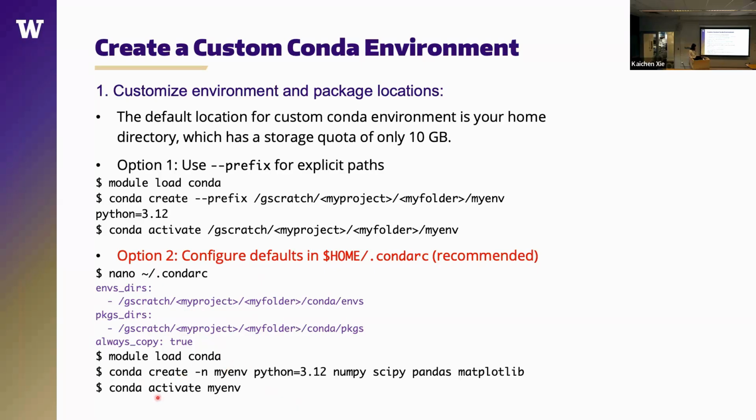Say here we create an environment named my environment, and then we install packages including Python with a specific version, NumPy, SciPy, Pandas, Matplotlib. Without the version, it will install the recommended or the default versions. But you can always define a specific version for the packages you want to install. And then after you finish the installation, activate the environment. So for Hyak Klone, yeah.